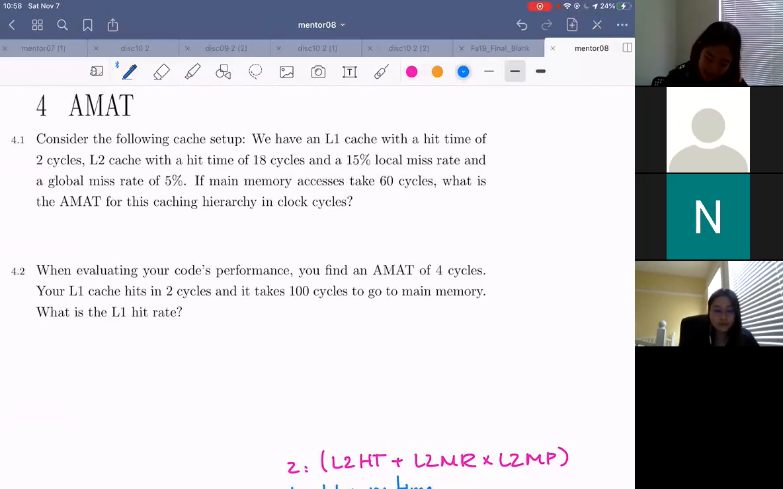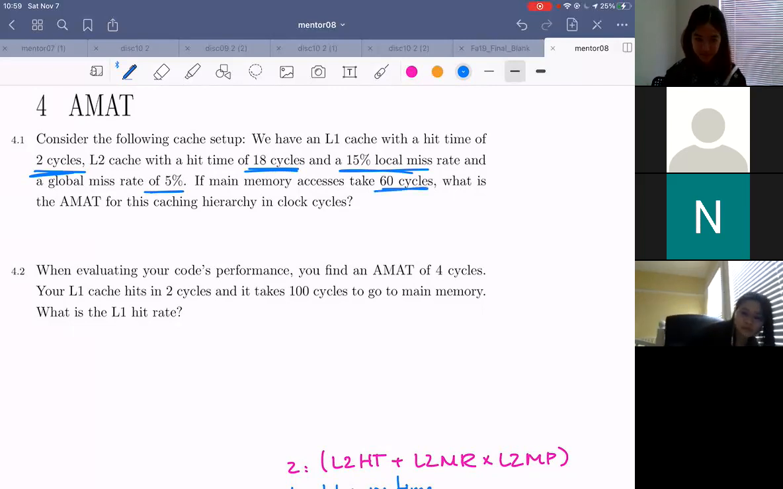Okay, so considering the following cache setup, we have an L1 cache with a hit time of 2 cycles. You'll notice we'll be talking about everything in terms of cycles as opposed to actual time. L2 cache with a hit time of 18 cycles, so how long it takes to access it, and a 15% local miss rate and a global miss rate of 5%. If main memory accesses take 60 cycles, what is the AMAT for the caching hierarchy in terms of clock cycles?